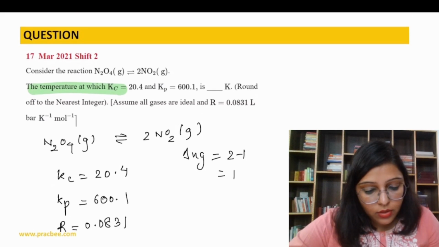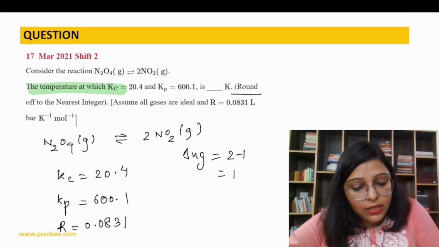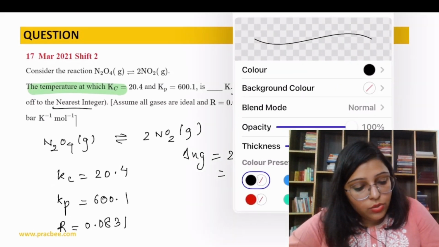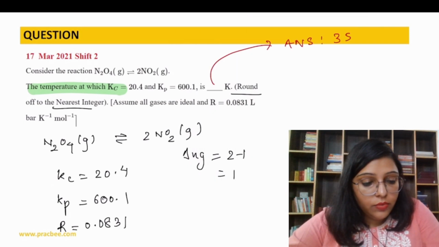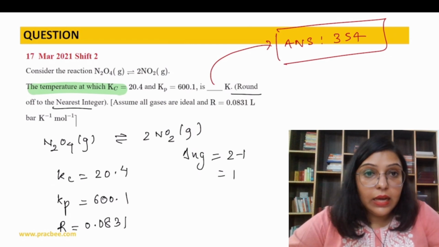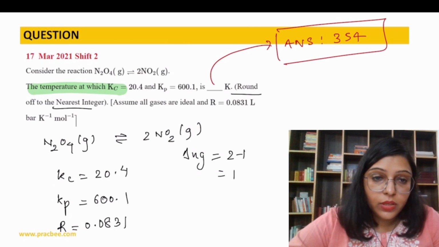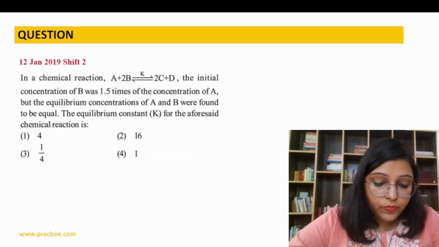353.9 Kelvin. So we have to report the answer to the nearest integer. So the answer is going to be 354. Now let's do the next question.